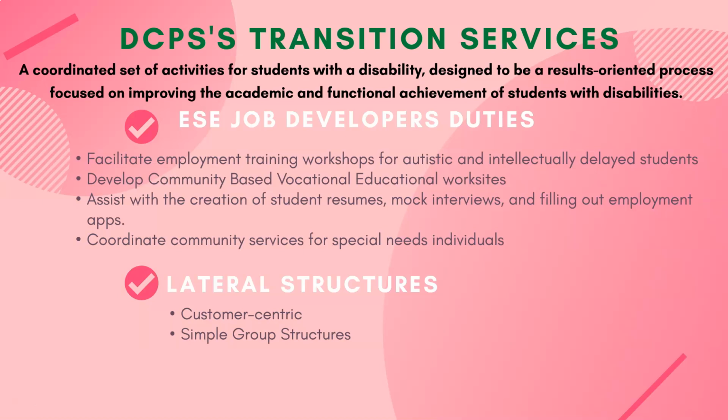What we do is facilitate employment training workshops for autistic and intellectually delayed students, develop community-based vocational educational workshops, assist with the creation of student resumes, mock interviews, and filling out employment applications, and coordinate community services for special needs students. Some of the agencies that we connect students with are Vocational Rehabilitation, Agency for Persons with Disabilities, as well as Project 10, and then local transportation companies, anything that it takes for the student to be successful as they move on in life.